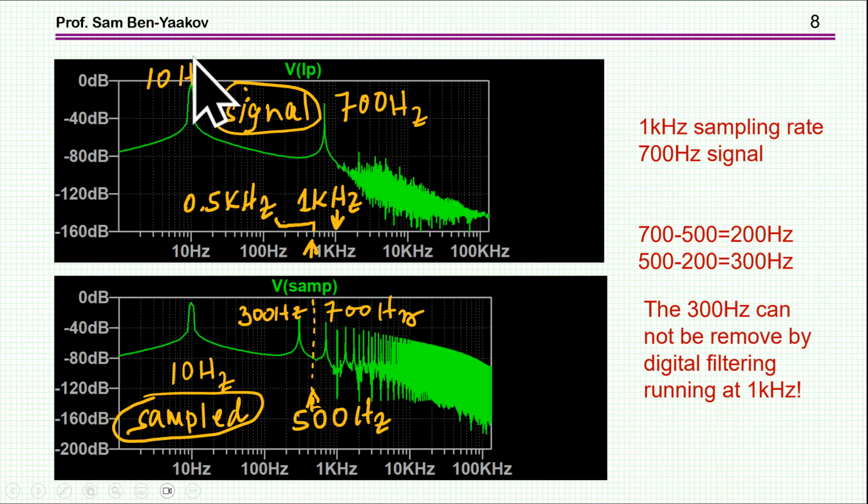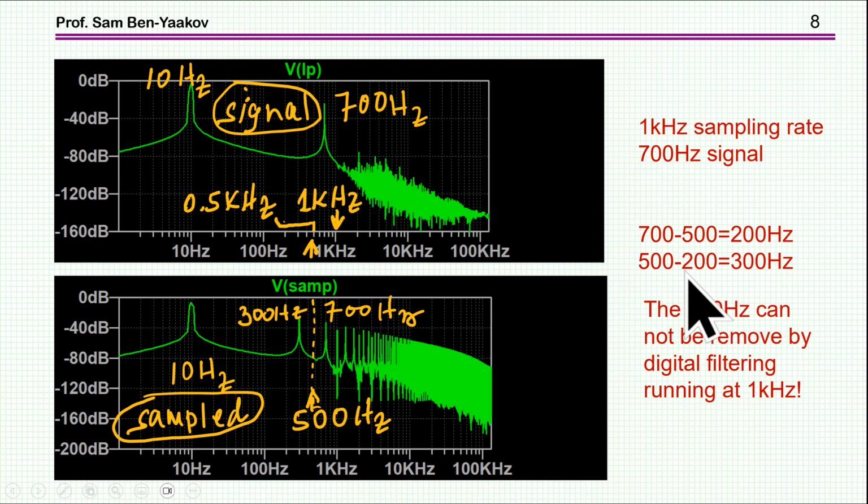So I'm showing here the signal. This is 10 hertz, this is the spectrum, and here is the disturbance, this is the noise, 700 hertz. The sampling is at 1 kilohertz, and this is the signal before the sampling, okay? And this is the signal after the sampling on the sample and hold capacitor. Again, this is just for demonstration. And what we see here now is that we get a 300 hertz signal, quite high, below the 500 due to this folding. Because we have a difference between 700 and 0.5 kilohertz. This is half the sampling frequency, which is 200 hertz.